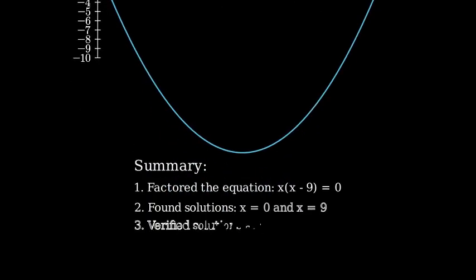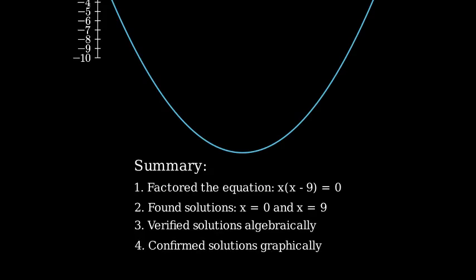In summary, we solved the quadratic equation x squared minus 9x equals 0 by factoring. We found two solutions, x equals 0 and x equals 9, and verified them both algebraically and graphically.